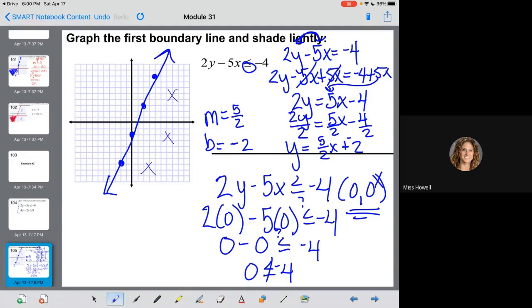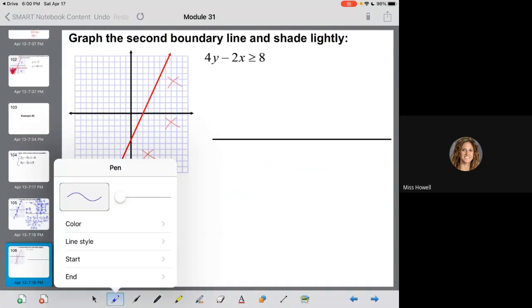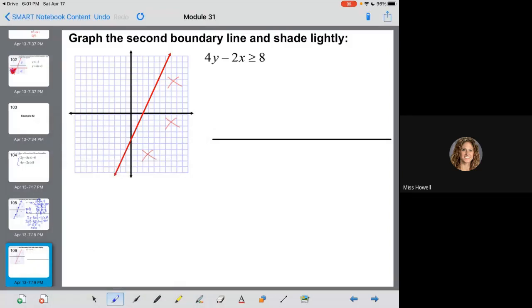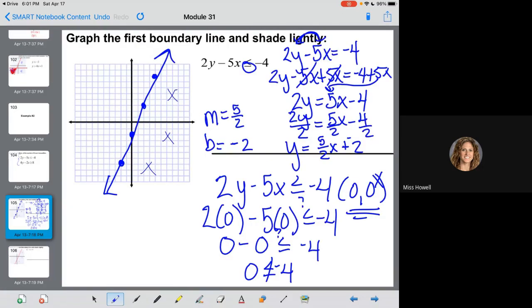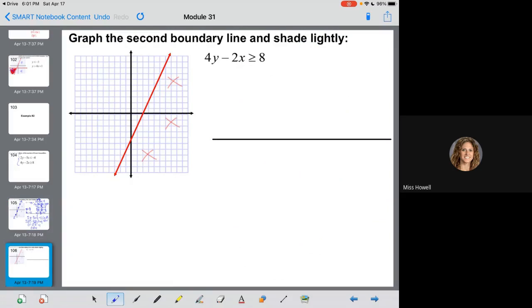All right, so we're halfway done. Now we want to figure out where that second boundary would go and where we would shade for it, so that we know where to keep the overlapping, which is the solution to the entire system. All right, so I'm going to switch here. I guess that's in red, so I'll stay in blue. So our second equation here that we're working with is 4y minus 2x equals 8.